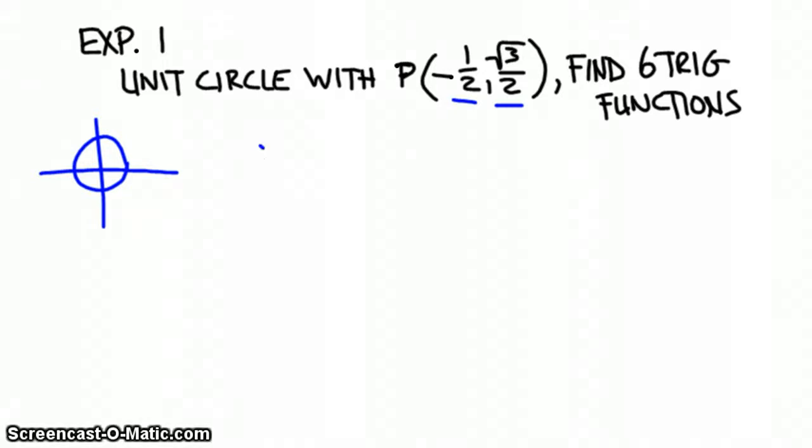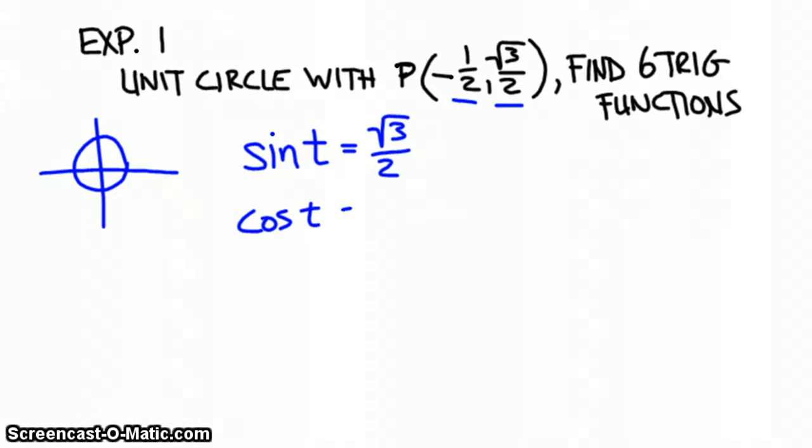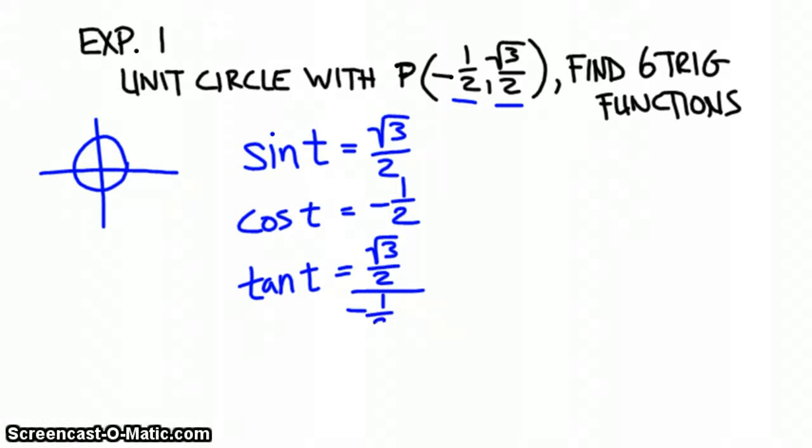I know that my y value is associated with the sine of my angle, which in this case is the square root of 3 over 2. My cosine value of the same unknown angle would be -1 over 2. If I know my y and my x values, the tangent is very simple. I can just place it y over x, which would be the square root of 3 over 2 all over -1 over 2.